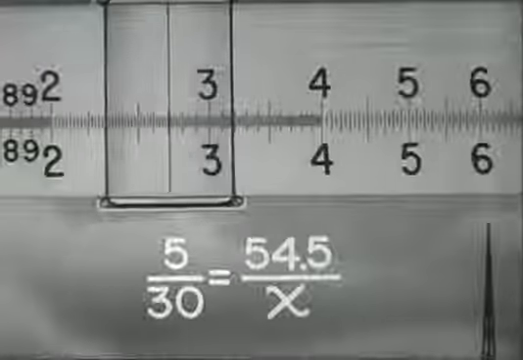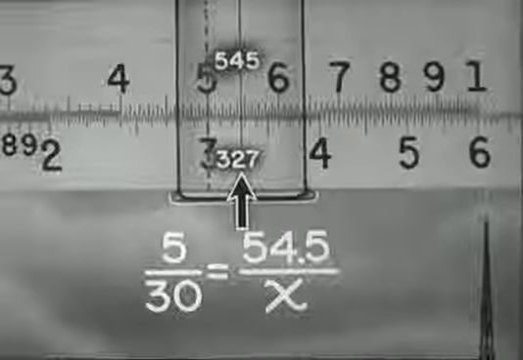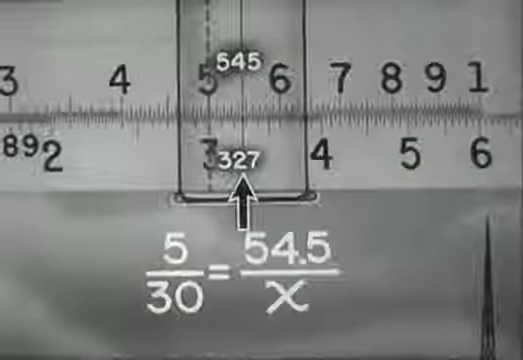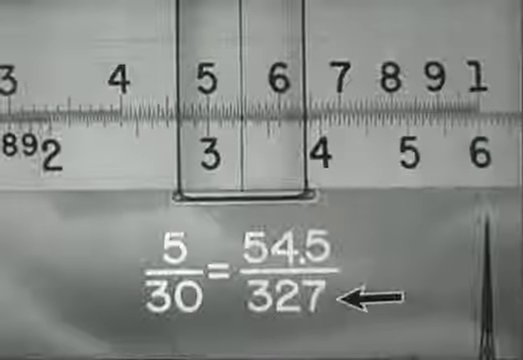To 30 on D, slide 5 on C. Push the hairline to 54.5 on C. Under the hairline, read the answer 327 on D. The height of the tower is 327 feet.